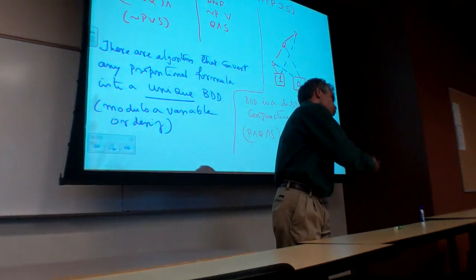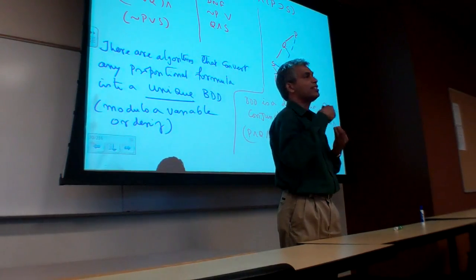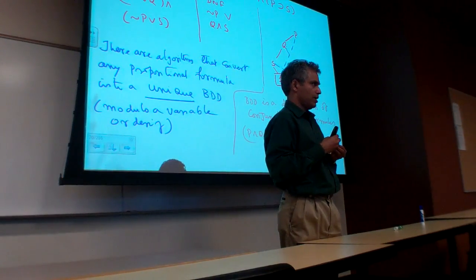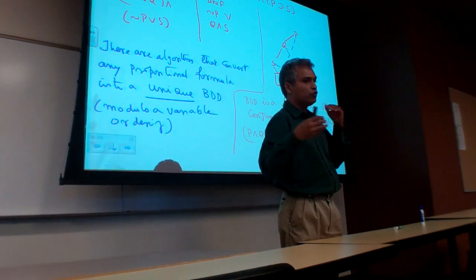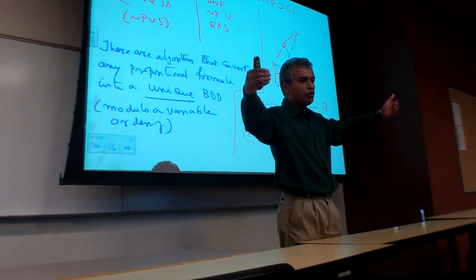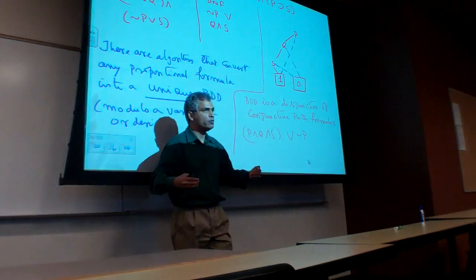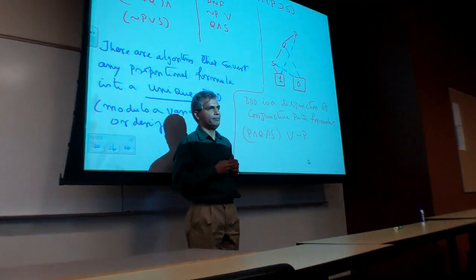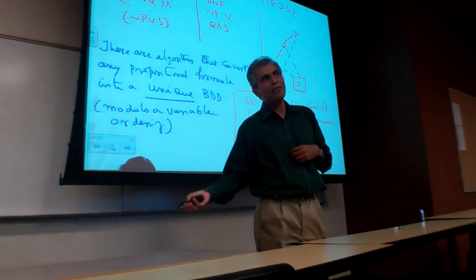And then there is a reducing operation, so you do some obvious simplifications. And if you do that, then for any given formula, if you use the same variable order, if you have two different logical formulas that are equivalent, and you took time to convert them into VDDs, they'll be exactly the same VDD. Okay, so you just amortized your work.